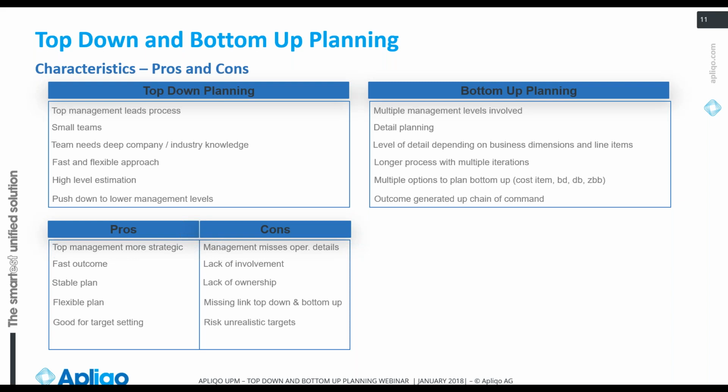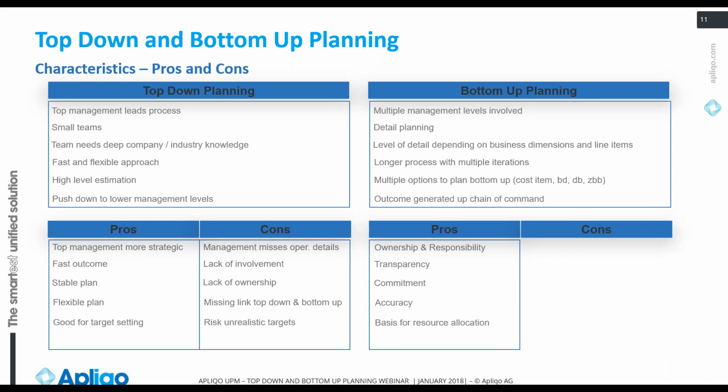And then typically the outcome is generated up the chain of command. But this also comes with pros and cons. From the pros, typically you have more ownership and responsibility. You have a higher transparency of the data because you do it on a more detailed level, and you take order information into account. You take maybe issues with production capacities into account, and so you really have more transparency.